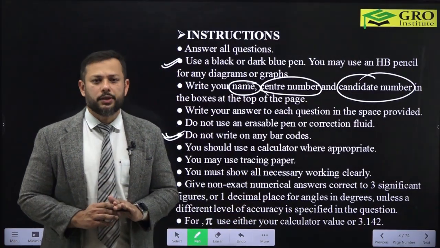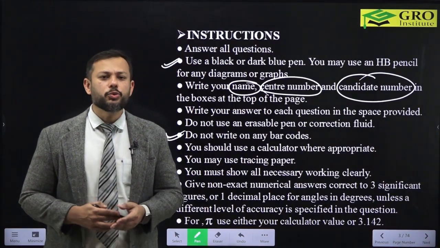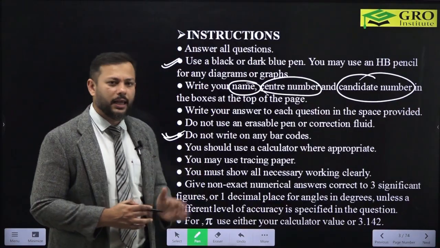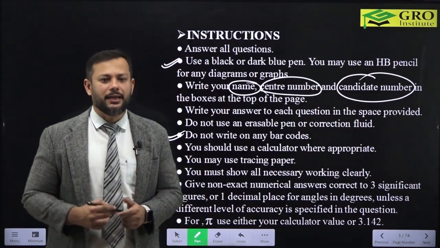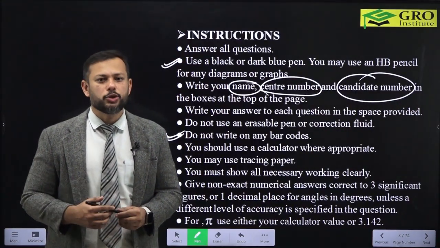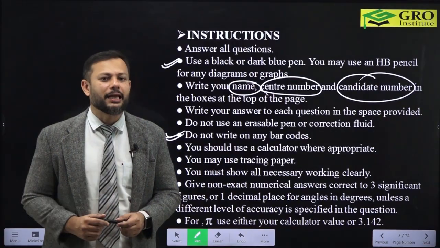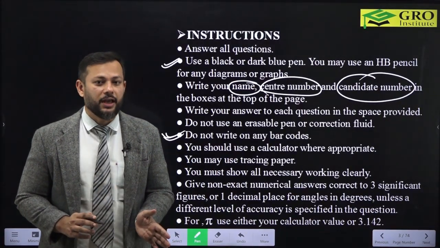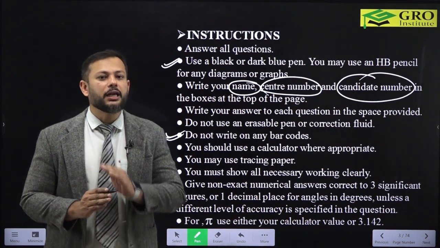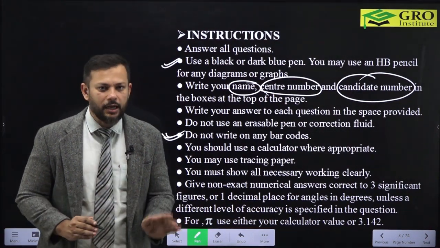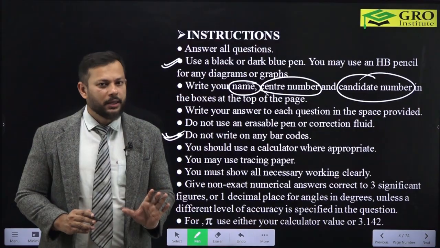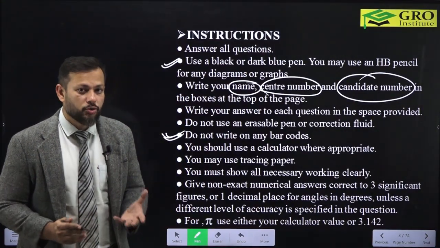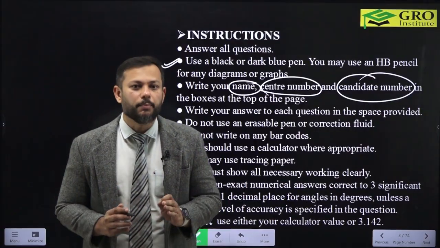Guys, it's very important. Many students tend to not show all the necessary working, and they simply write the answers by doing the calculations orally or just doing it in the calculator. No, that's not allowed. You should show the workings very clearly in the space provided. There is ample space where you could write these steps. So writing steps is very important.